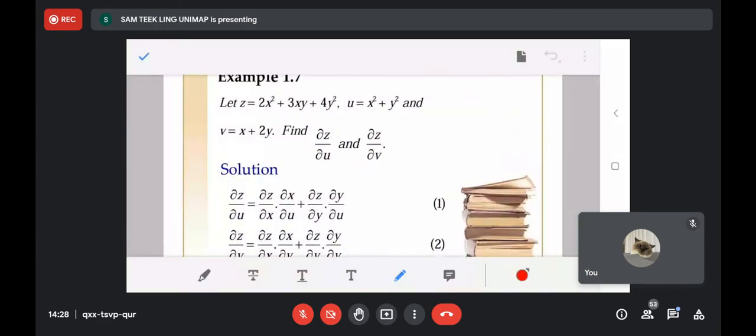So we know if we want to find these two, we will use change of variable. So first we write out the formula for change of variable. Del z del u equal the change of variable or chain rule. So this is the first step. If we want to find del z del u and del z del v, we will use the chain rule or change of variable formula.